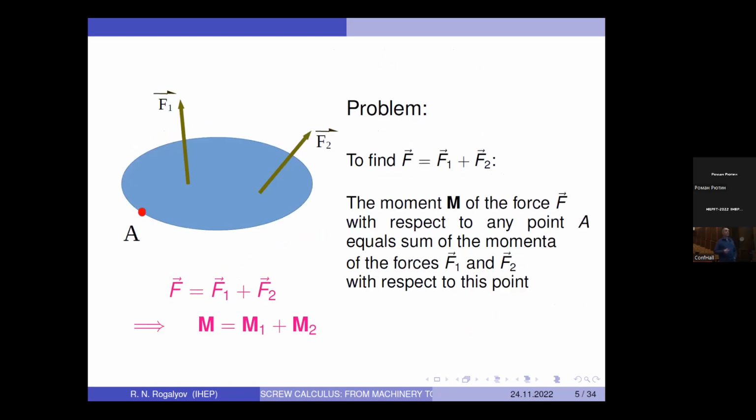The problem from which I want to begin is the problem of addition of two forces that act on a rigid body. We consider first the two-dimensional case. That is, the problem is how to add forces so that the moment of the resulting force equals the sum of the moments. In order to solve this problem, we have to consider forces as sliding vectors rather than free or fixed vectors.